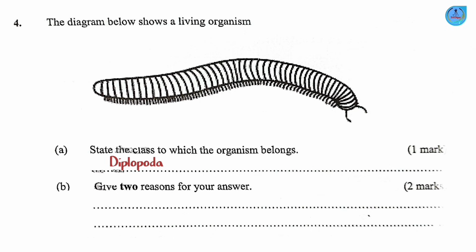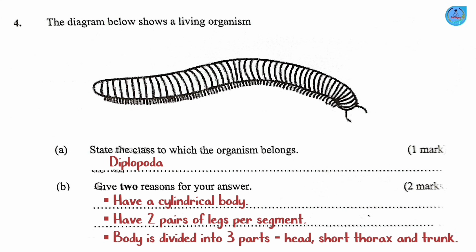Part B. Give 2 reasons for your answer. Okay. Number 1, we have a cylindrical body, right? Okay. 2 pairs of legs per segment. You can also go ahead and state that its body is divided into 3 parts.